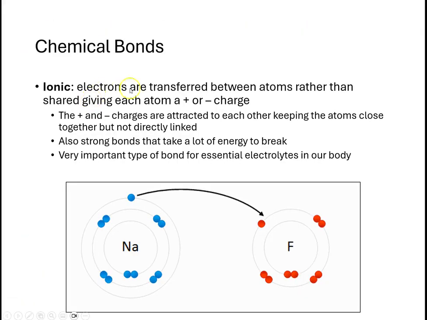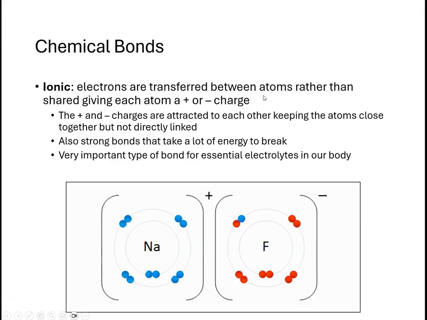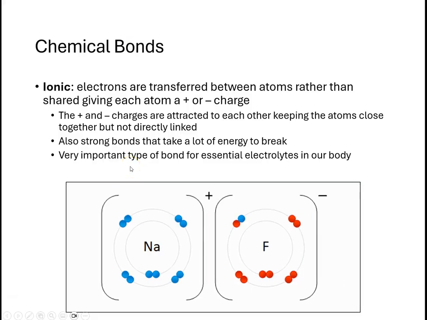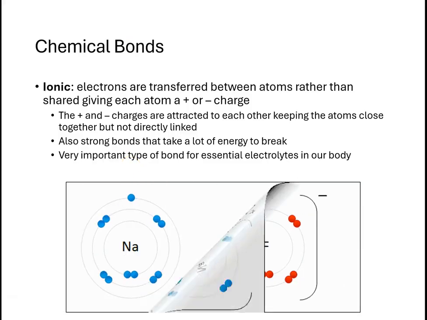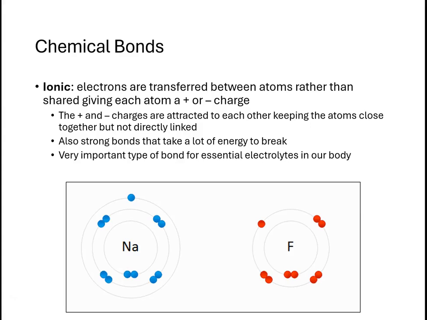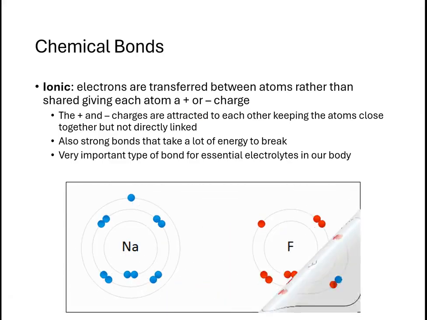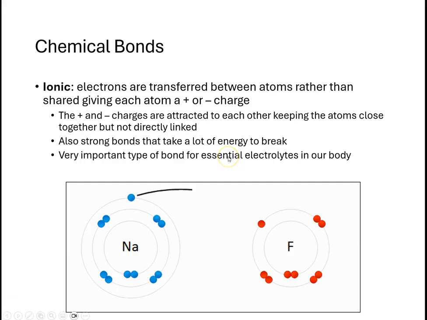So ionic bonds, electrons are transferred between atoms rather than sharing them. All right, so remember covalent bonds, the electrons are shared. That's what makes them so strong. All right, these are pretty strong too, not as strong as covalent bonds, but they are pretty strong. Positives and negatives can be very, very attractive to each other. So these stay close together, these atoms, but they are not directly linked. So this is really essential for a lot of electrolytes in our body.